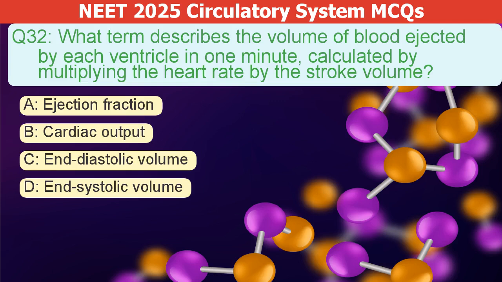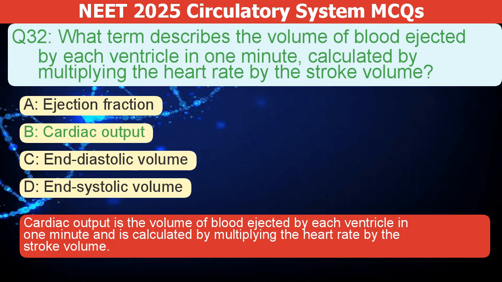What term describes the amount of blood pumped out by each ventricle every minute? It's calculated by multiplying heart rate and stroke volume. A. Ejection fraction. B. Cardiac output. C. End diastolic volume. D. End systolic volume. The correct answer is B. Cardiac output is the volume of blood ejected by each ventricle in 1 minute. It's calculated by multiplying the heart rate by the stroke volume.